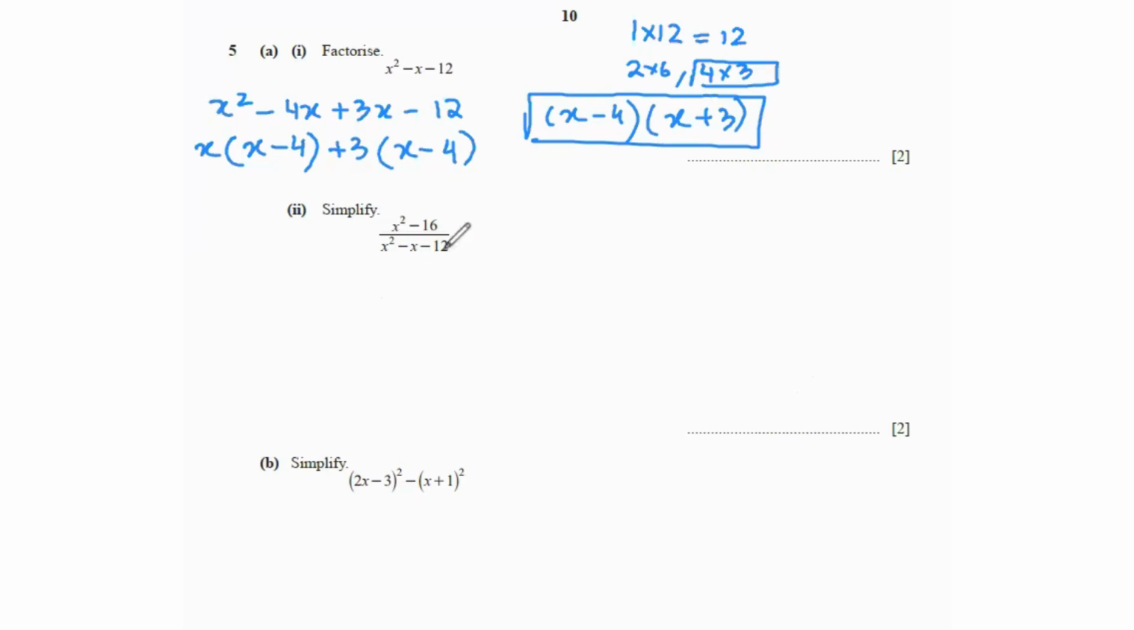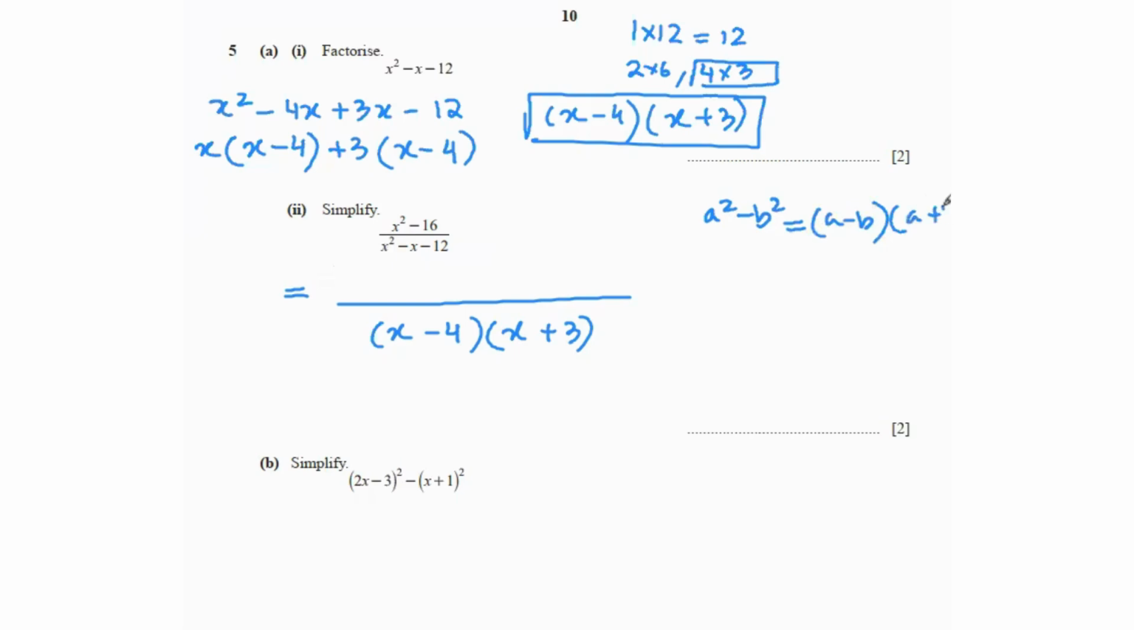Then it says simplify x squared minus 16 over x squared minus x minus 12. So we're going to use our answer from the first part in this. Denominator is x minus 4 times x plus 3. For the numerator, if you notice, we are subtracting two square terms. So that means we'll apply difference of perfect squares over here. Difference of perfect squares says that a squared minus b squared equals a minus b times a plus b. Hence, x squared minus 16 is going to be x minus 4 times x plus 4.